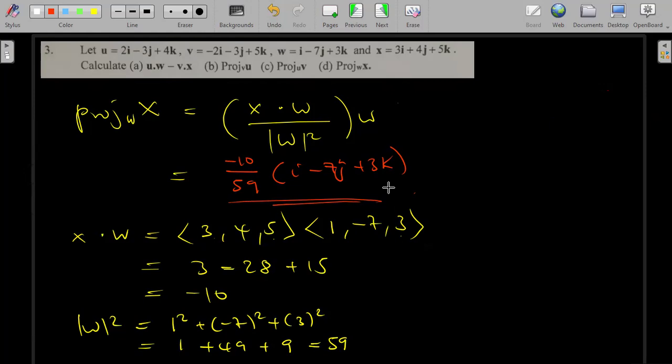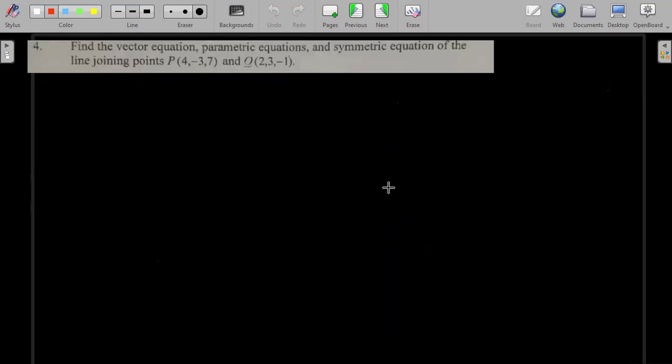Okay, for the next question, they're telling us to find the vector equation, parametric equation, and symmetric equation of the line joining the points. So there's that point and that point there. Okay, so what do I do? So I have this point p, 4, -7, 7. Then I have q, 2, 3, then -1.